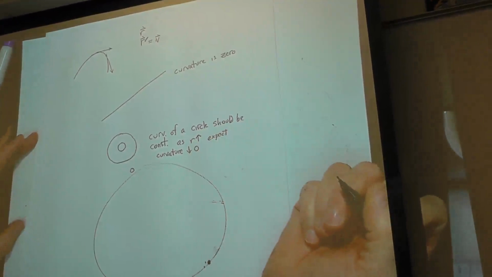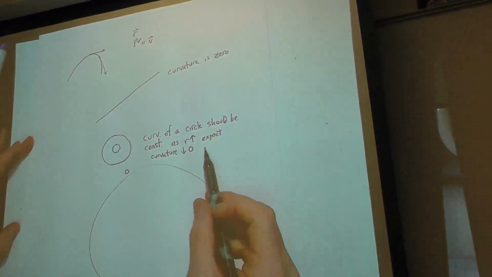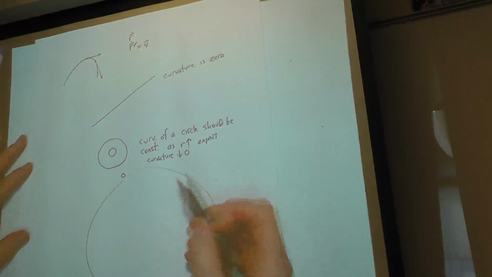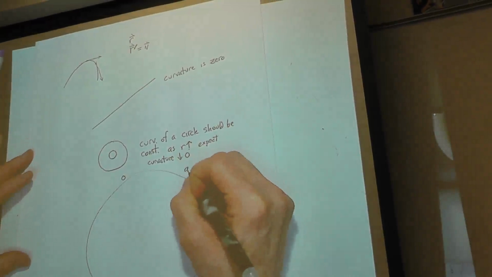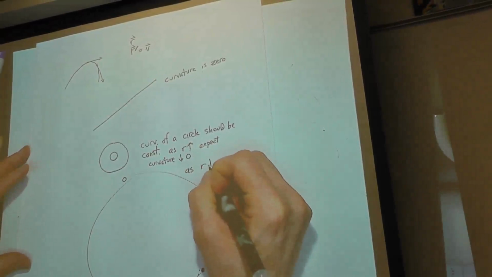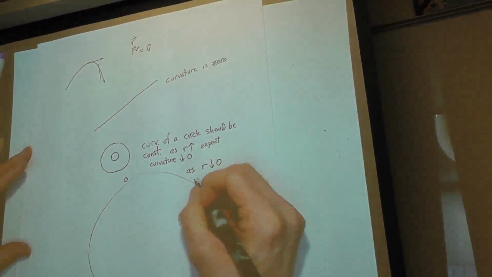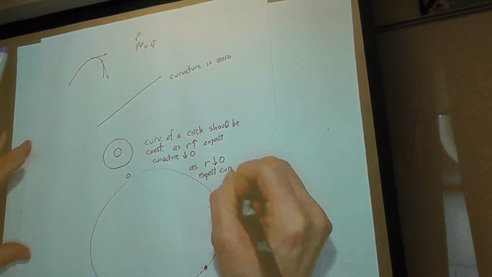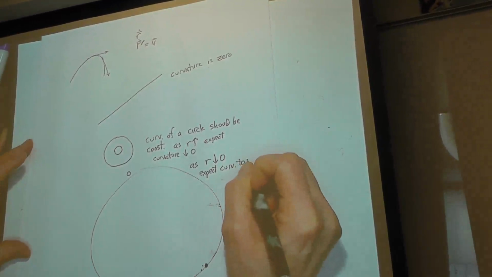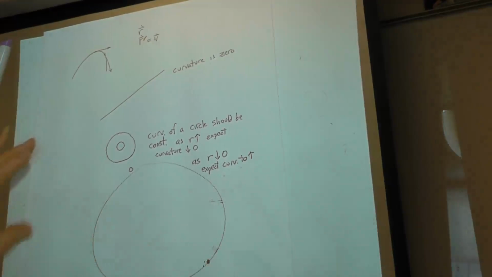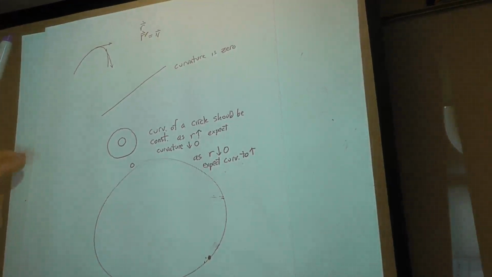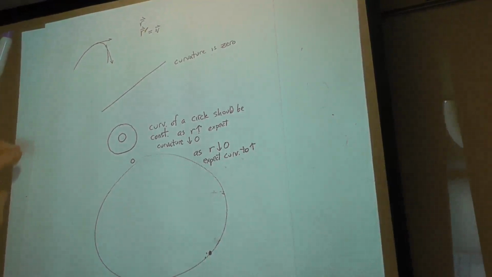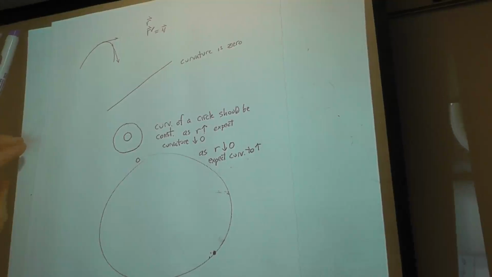Down to 0. You guys follow my notation? As R increases, I'm expecting curvature to go down to 0, and as R drops to 0, I'm going to expect the curvature to blow up. Those are things I should expect about curvature.